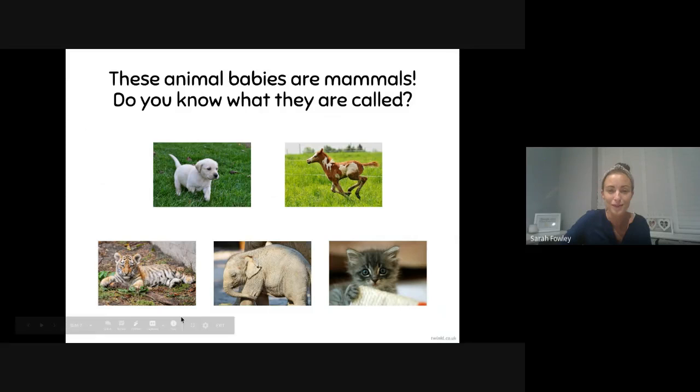Well done, guys. And then we have this really cute baby elephant. What's the baby elephant called? I'd be so impressed if anybody knew this one. It's called a calf. And then we have this little cute kitten with its lovely blue eyes. That's right. It's a kitten. I've told you already. And that's a baby cat.